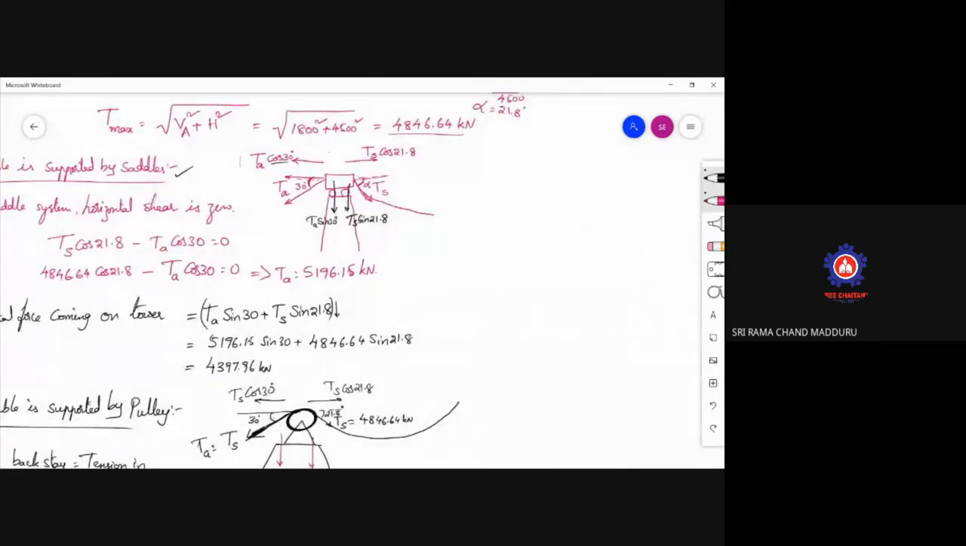So length of the cable is nothing but L plus 8 by 3 into d square by L. If this is a parabolic one, this is applicable when the shape of the cable is a parabola.